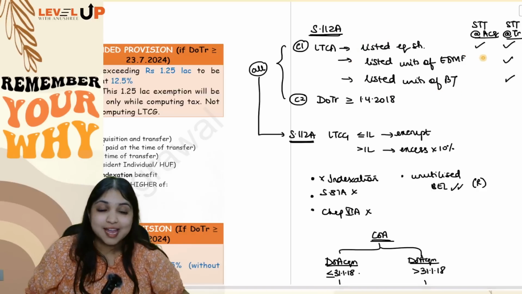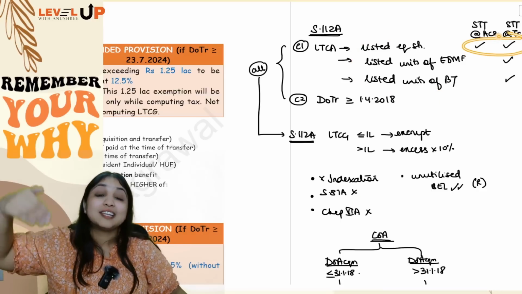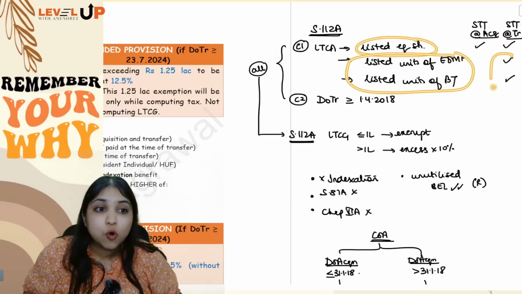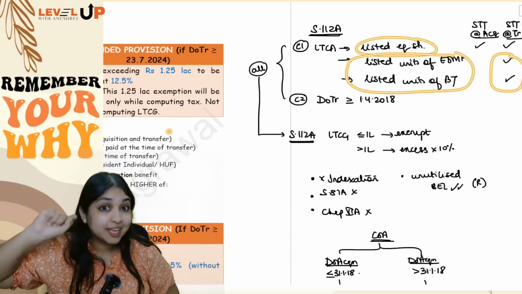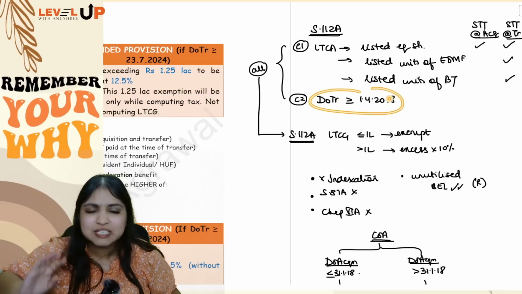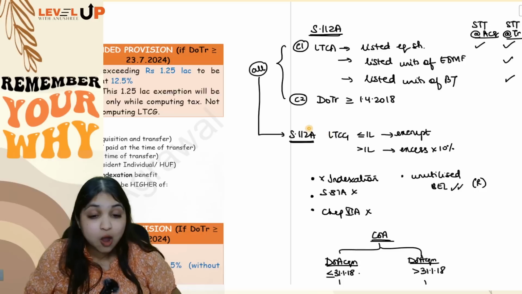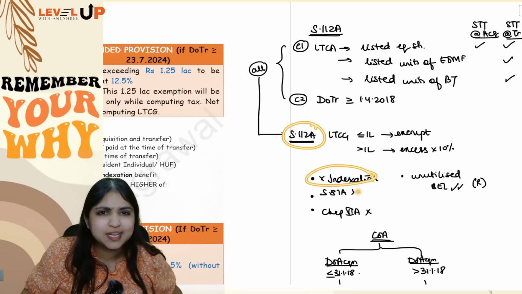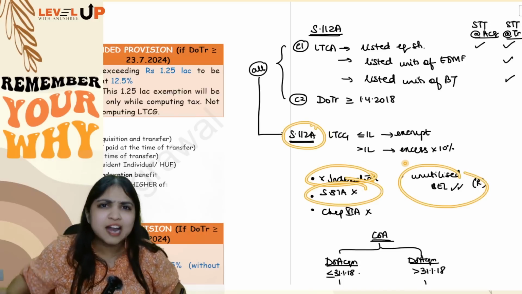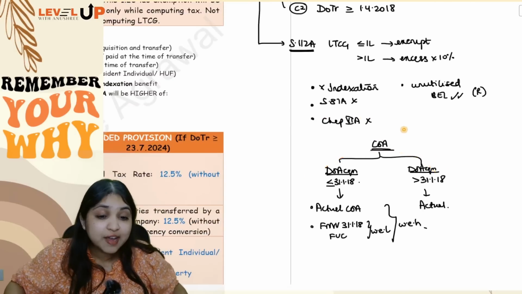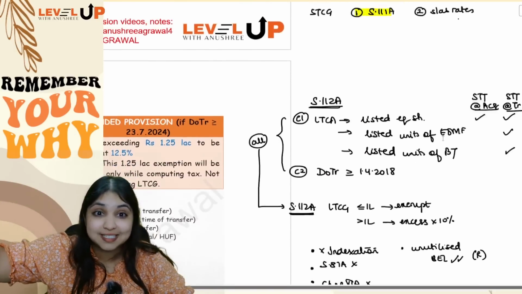Even now, STT you must pay both at the time of acquisition and transfer for listed equity shares. For the other two, only at the time of transfer. In both, the date of transfer should be on or after 1st April 2018. Even now, section 112A, no indexation, no 87A, unutilized BEL you can adjust, no chapter 6A, cost of acquisition calculation and all remains the same.